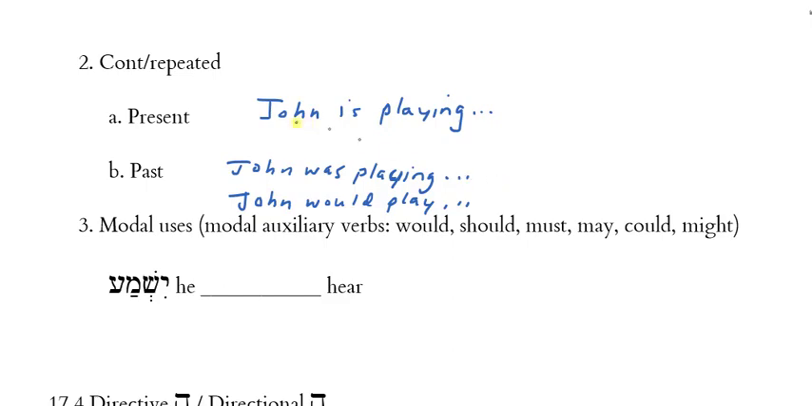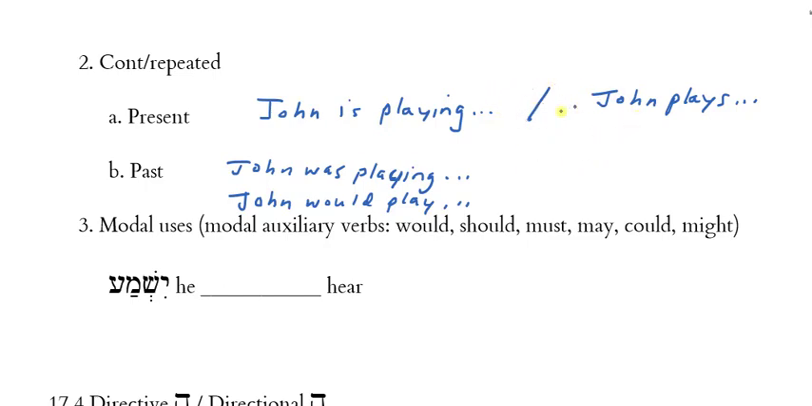In the present, if it's in process, John is playing. On the other hand, if I asked the question, hey, what does John normally do on Thursdays? Then you would say something like, John plays tennis on Thursdays, right? So the simple present in English could encapsulate the repeated or habitual idea.